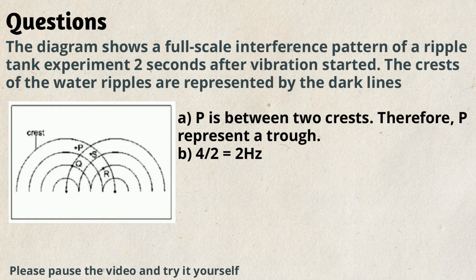Looking at the figure, we can see that P is between 2 crests. Therefore, P is represented as a trough. The frequency of the vibrator can be given as 4/2, which is 2 Hz.